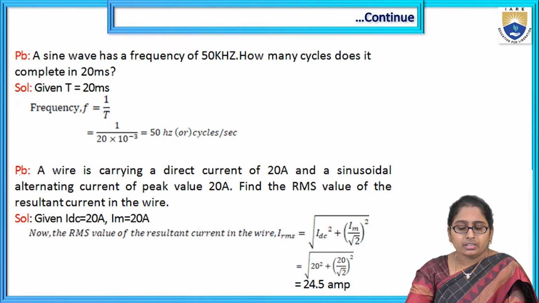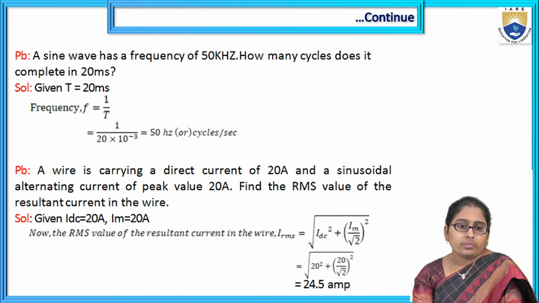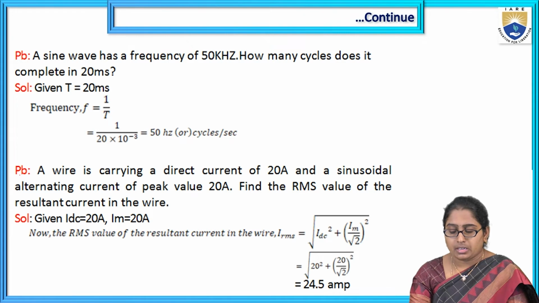Here, because there are two currents, one is direct current, so under the root we take the DC current squared plus the AC current. The RMS value of the AC current is Im by root 2, so Im by root 2 whole squared is taken. Substituting the values, IDC is 20 and Im is also 20, and calculating, it gives the total resultant RMS value of the current.